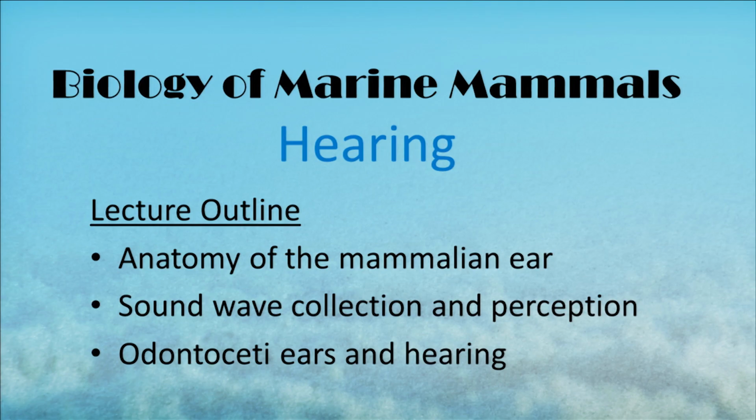To start this lecture, we'll first cover the anatomy of the mammalian ear by looking at the structures and some of the functions of the human ear. Then we'll take a look at how sound is collected and perceived within that ear structure. And finally, we'll use this as a baseline to look at odontocetes, which have acute hearing in the water, and look at some of the adaptations that they've had to make in order to get that excellent hearing, particularly in an aqueous environment, not in a land environment.